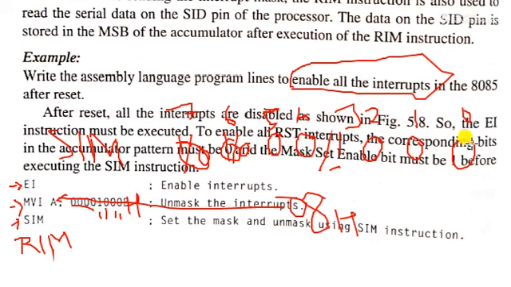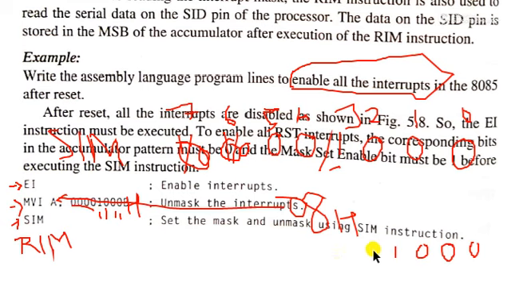So the current interrupt status is that all the interrupts are unmasked. So the frame format of the RIM will be like this: 0, 0, 0, and it is 1 for the interrupt enable bit. RST 5.5, 6.5, RST 7.5 are all unmasked, and the interrupt enable bit is 1.